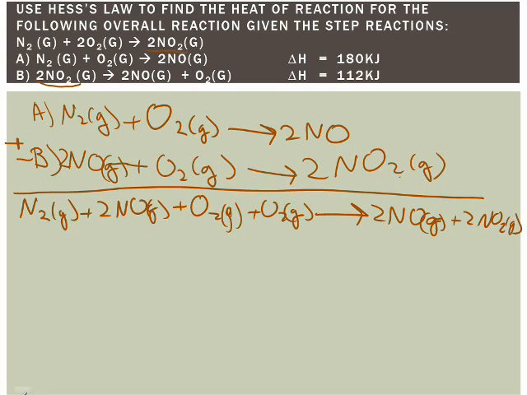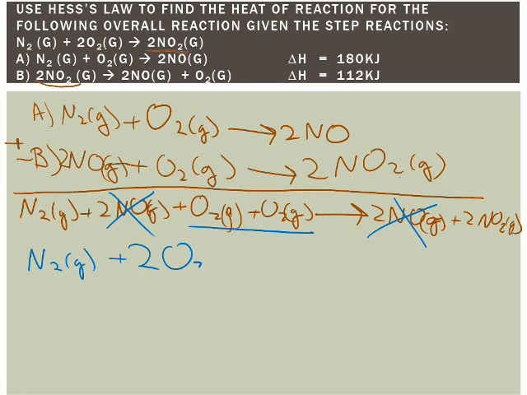So let's cancel things out now. Notice here the 2NOs are equal, so we can cross those out. And what are we left with? N2. We can combine the two O2s, so that's 2O2, and then we get 2NO2. This matches the overall equation given. All right, so that's exactly what we had.